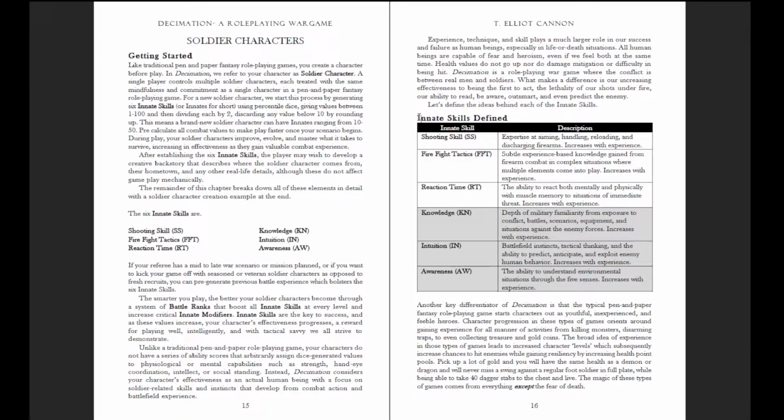Now, the last three are knowledge, intuition, and awareness. Knowledge is your depth of military familiarity from exposure to conflict, battles, scenarios, equipment, situations with enemy forces. This increases with experience. As you'll notice, every single one of these increases with experience. Intuition becomes kind of an instinctual thing. You have tactical thinking, the ability to predict, anticipate, exploit the enemy human behavior.